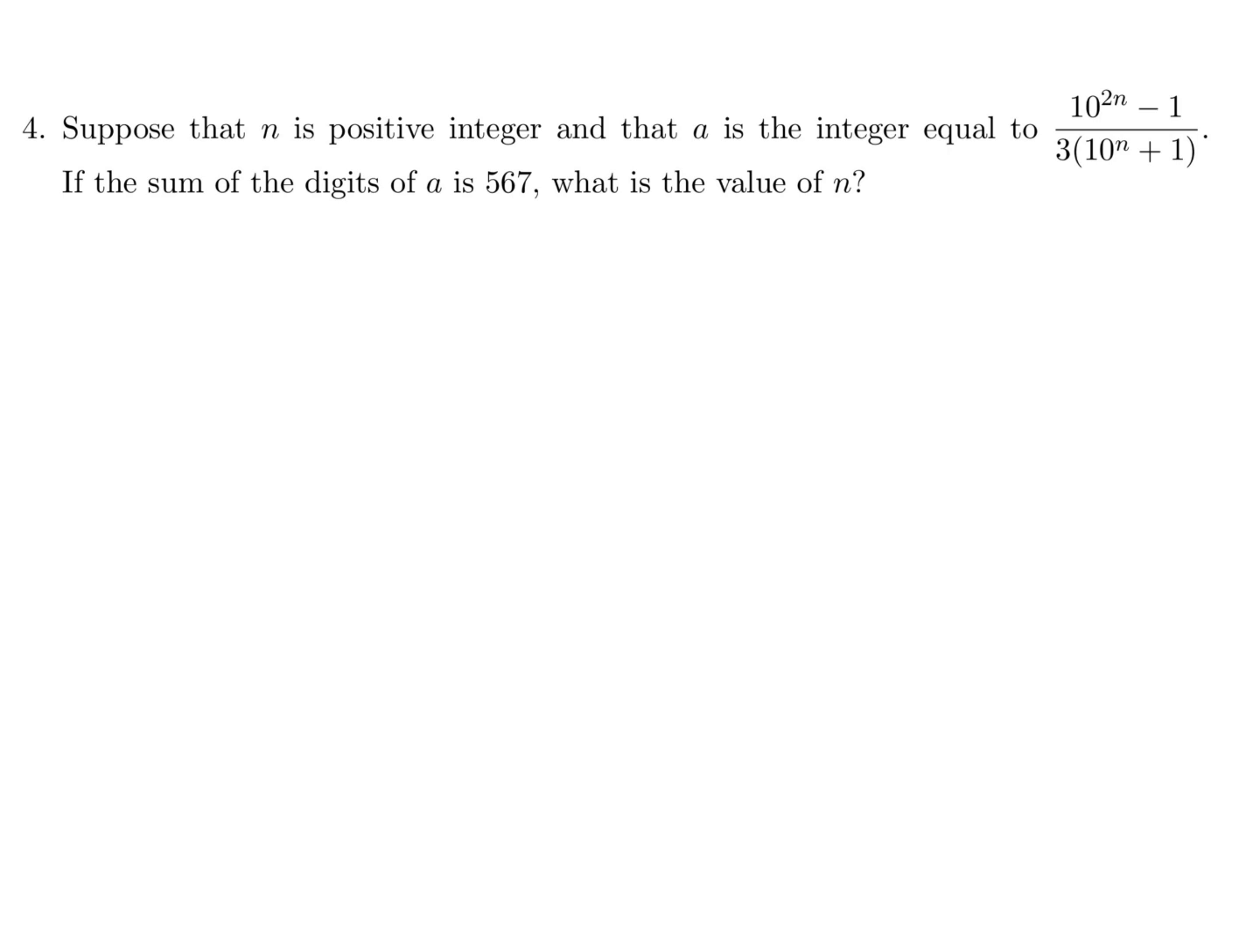Suppose that n is a positive integer and that a is the integer equal to (10 to the power of 2n minus 1) over (3 times 10 to the power of n plus 1). If the sum of the digits of a is 567, what is the value of n?